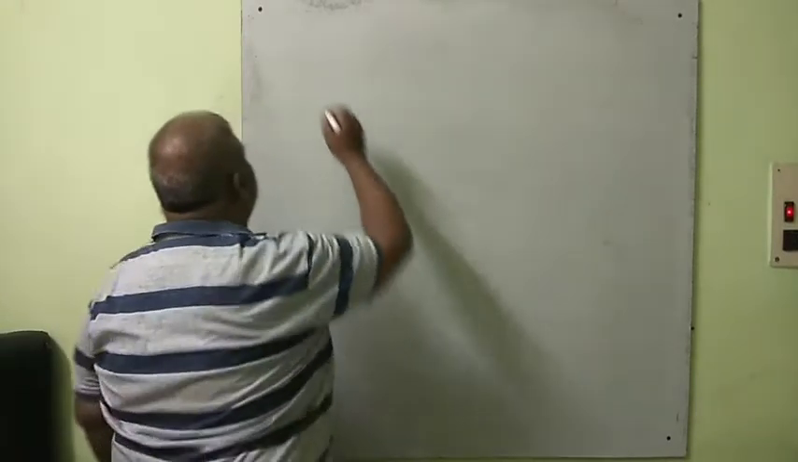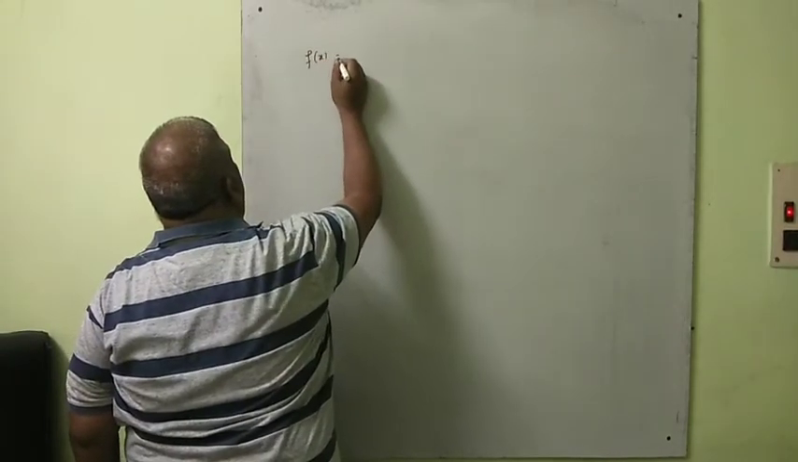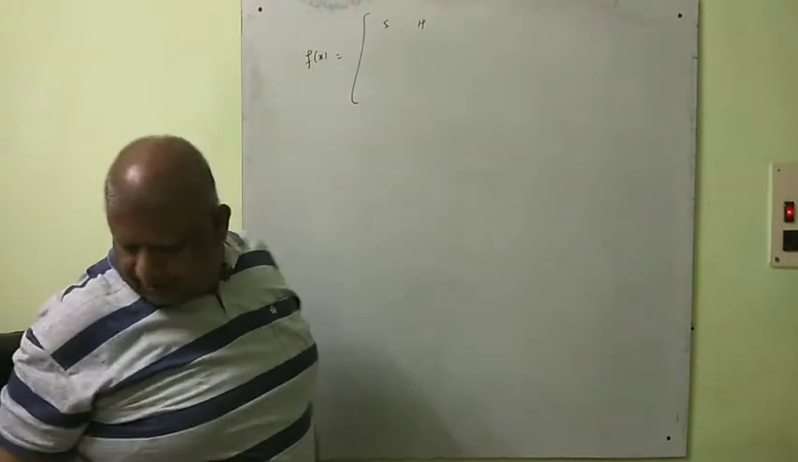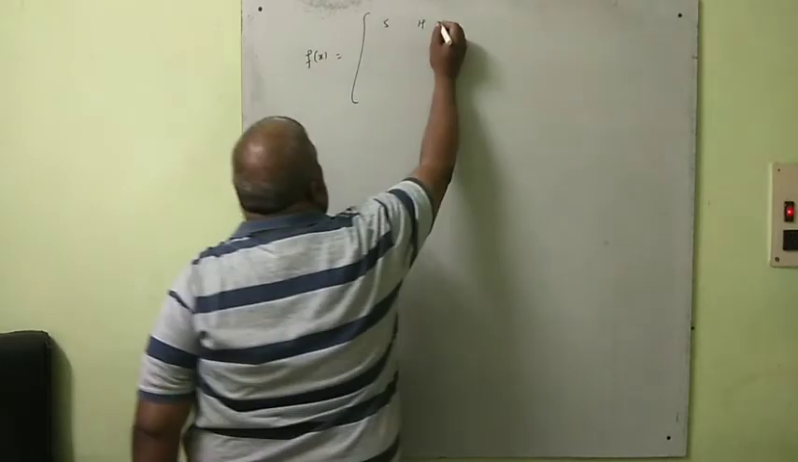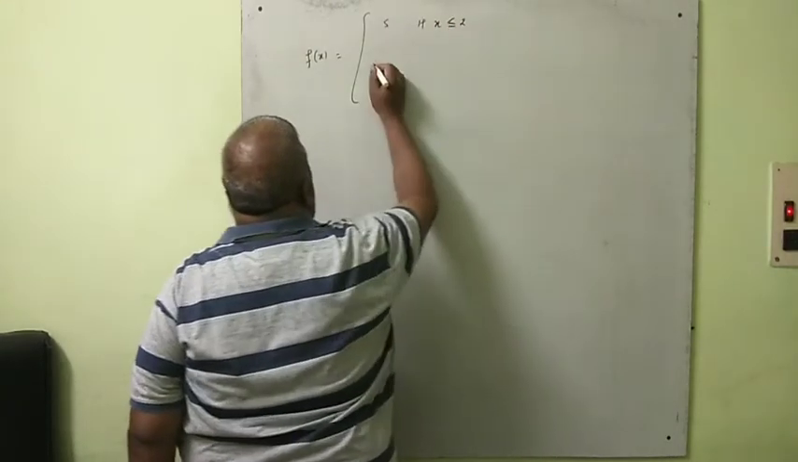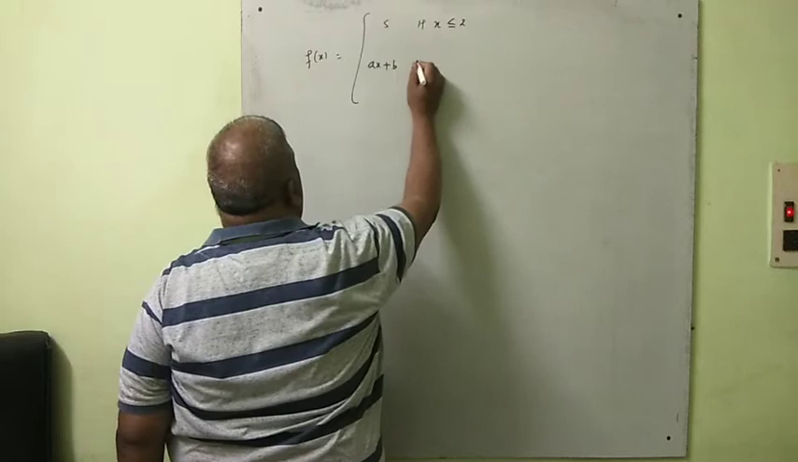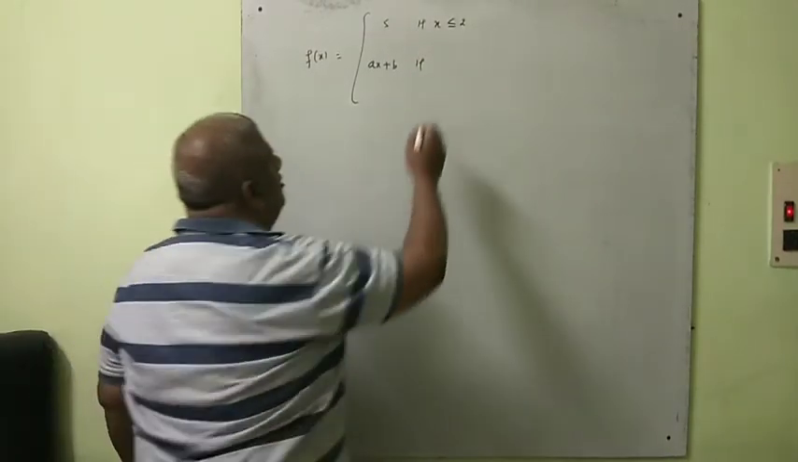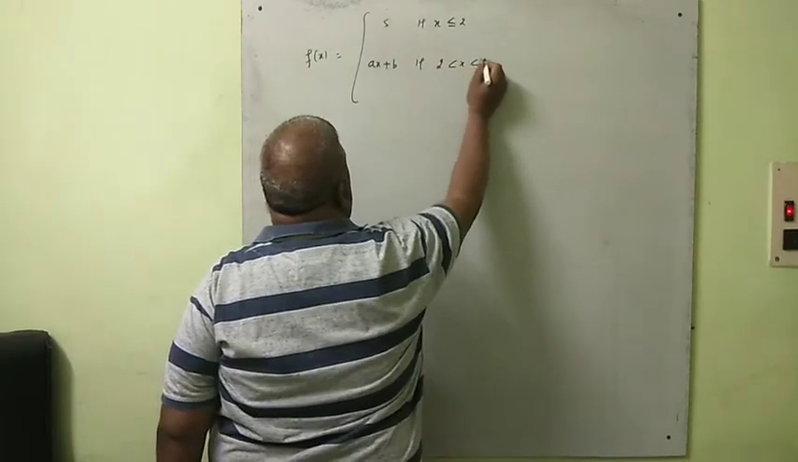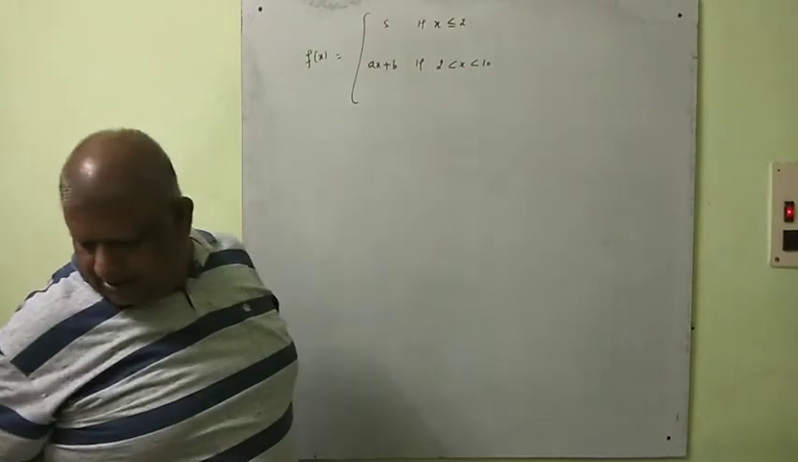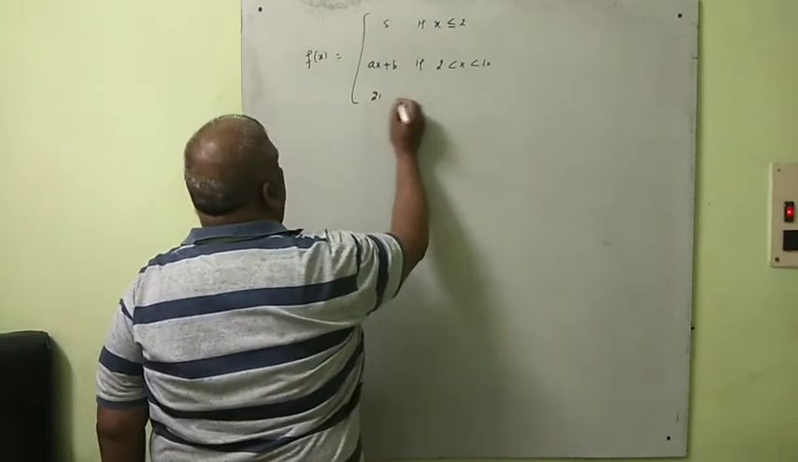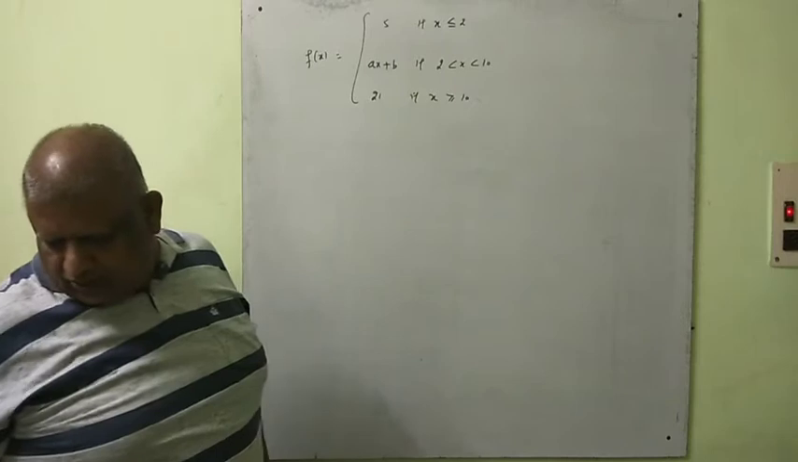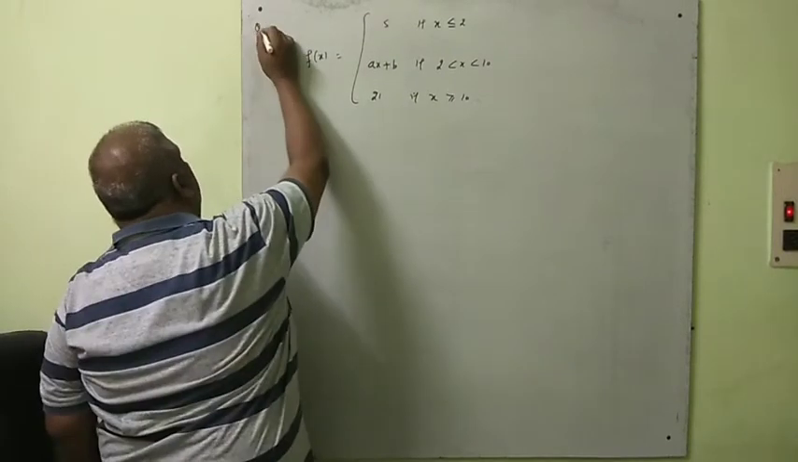Function f(x) is 5 if x less than or equal to 2, ax plus b if 2 less than x less than 10, 21 if x is greater than or equal to 10. It is question number 30, same exercise.